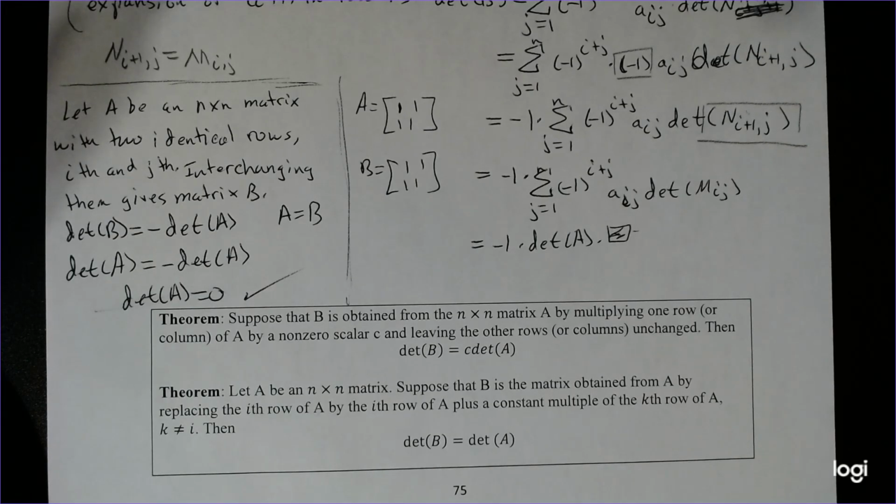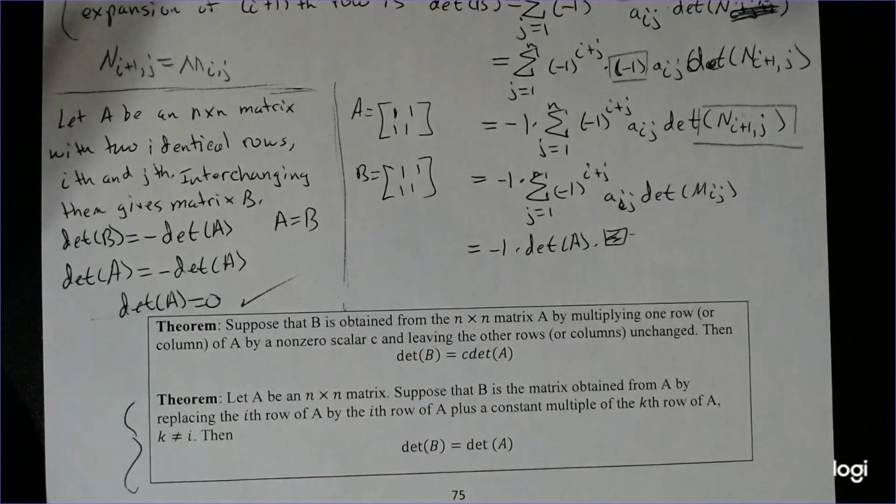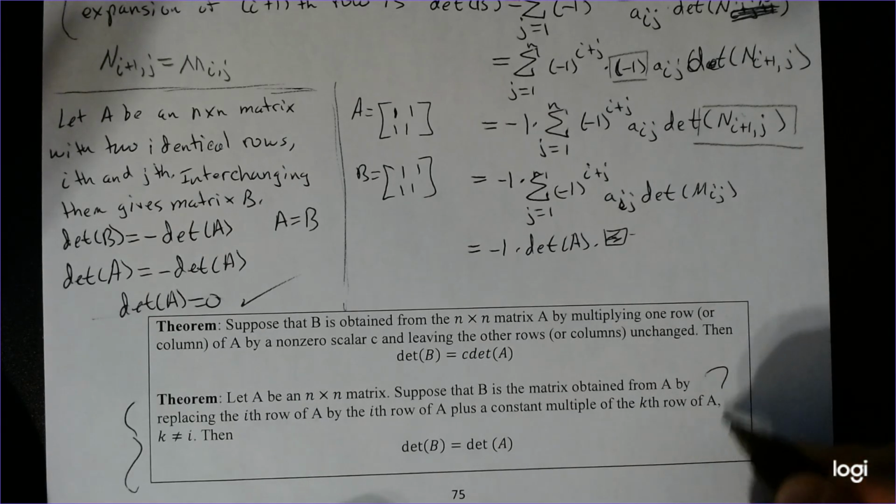Suppose B is the matrix obtained from A by replacing the ith row of A by the ith row of A plus a constant multiple of the kth row of A, where k and i do not equal each other. Okay, this is very, very obscure. We're actually going to do an example of how this is useful and what it means to find the determinant. So don't worry, this is kind of a very weird one.